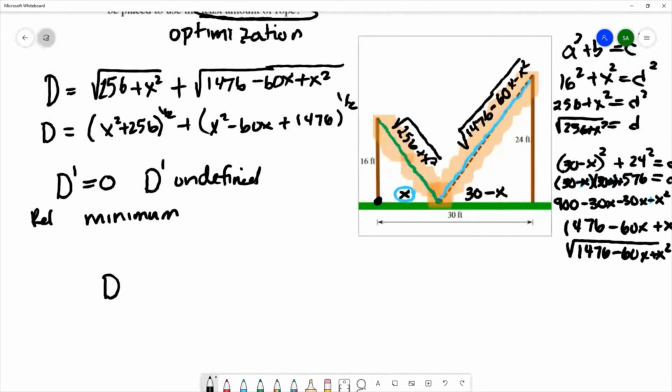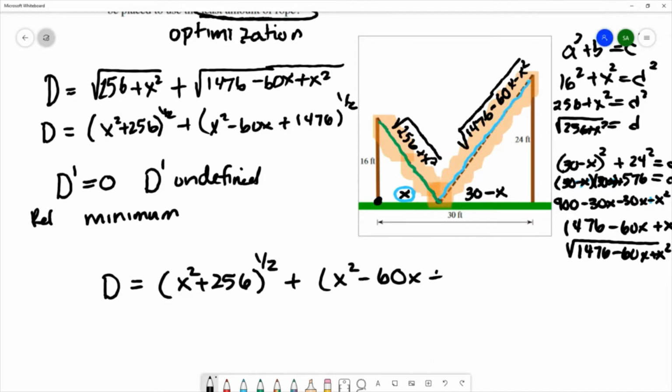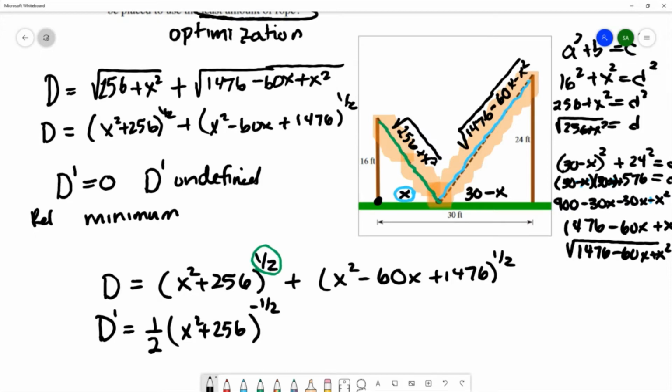Our function is (x squared plus 256) to the 1/2 power plus (x squared minus 60x plus 1,476) to the 1/2 power. So to calculate the derivative, we're going to need to use the chain rule. We start with the outside function, which is the power. We bring that power down and take 1 away from the power. We leave the inside alone and multiply by the derivative of the inside, which is 2x.